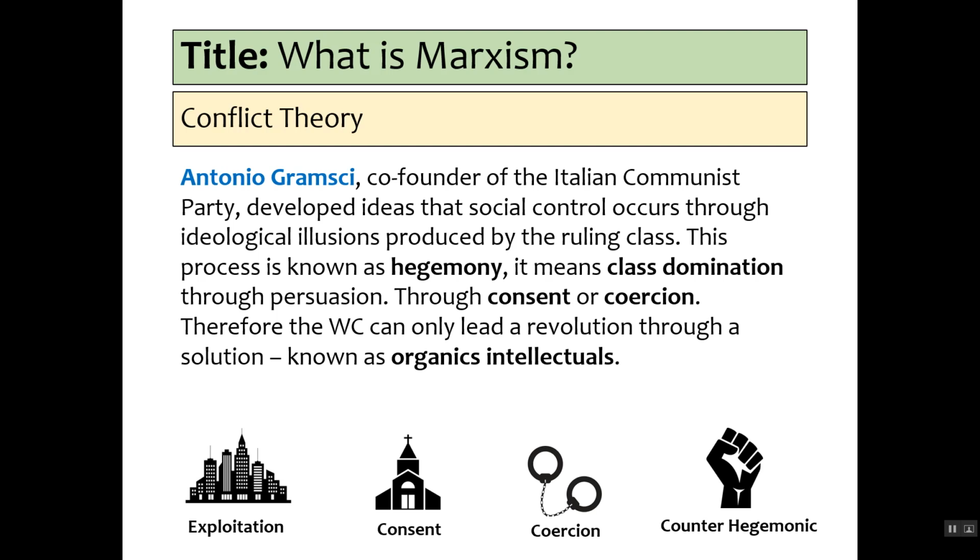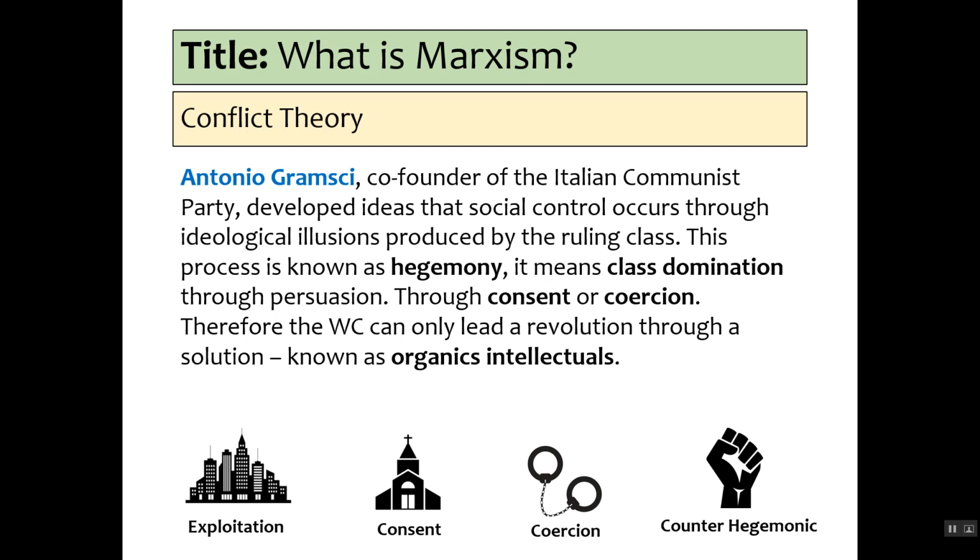Now, these theories were developed by Antonio Gramsci, who's a humanist, and he's the co-founder of the Italian Communist Party. He develops the idea that social control comes out of ideological illusions. He calls this hegemony. It's class domination through persuasion. He sees this going through two ways, which is consent and coercion.